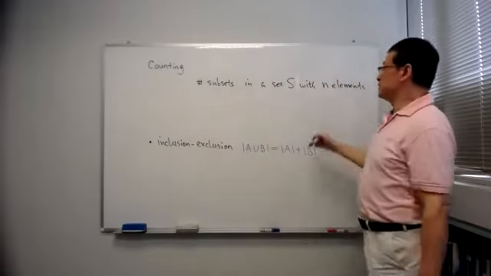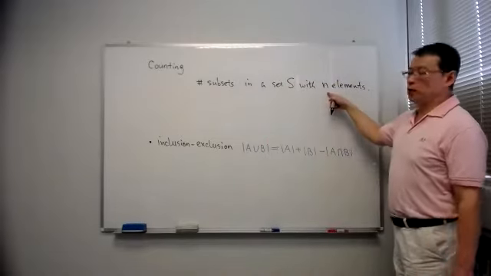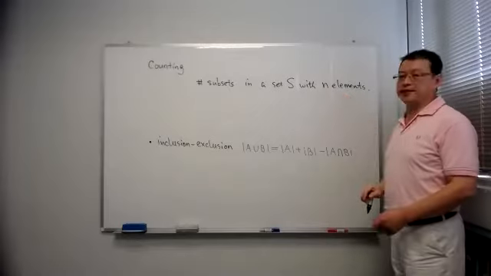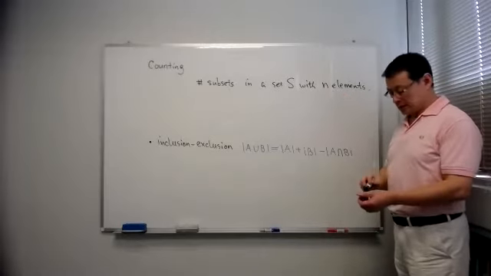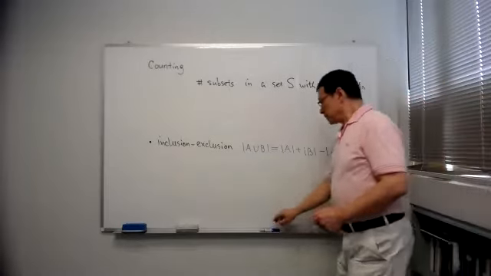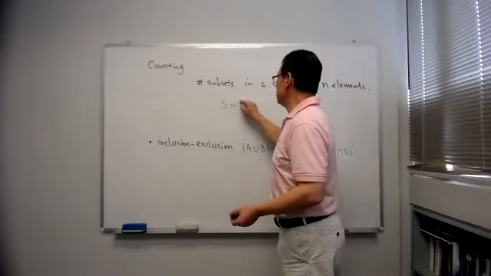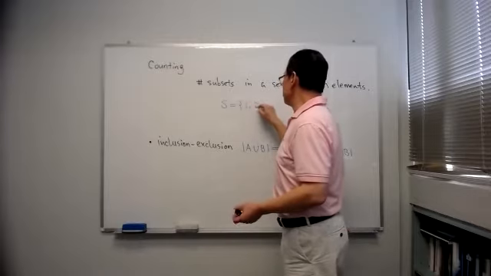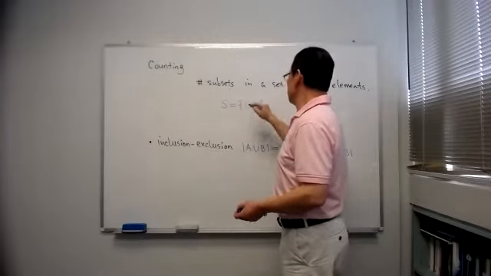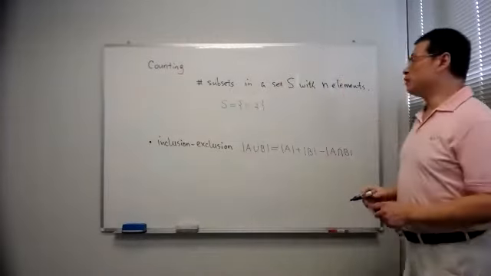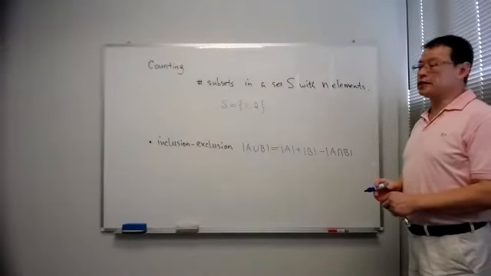If we have a set S with n elements, we want to know the total number of different subsets of S. So for example, if we have a set S equal to {1, 2}, what's the total number of different subsets of S?